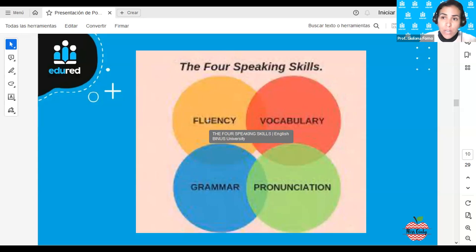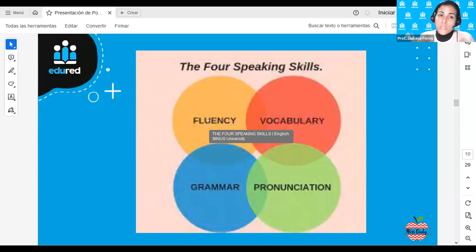If we are teaching numbers, we can't allow them to say tree, number tree. No, there is not a number tree. There is a number three. And we need to be aware of it. But for that, we need to prepare our class. Because if we go and we don't know what we're going to do, we're not going to be able to teach something that we don't know.